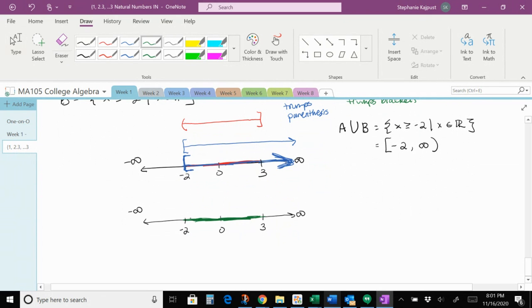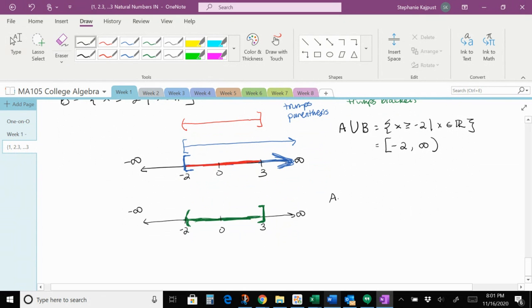Now at -2, the parenthesis trumps it. And then at 3, one has a bracket and then one just keeps going. If it keeps going, that's sort of equivalent to a bracket, and so then we use the bracket symbol there, because 3 is included in both of these graphs.